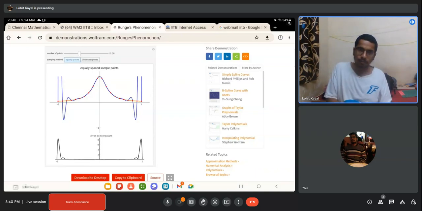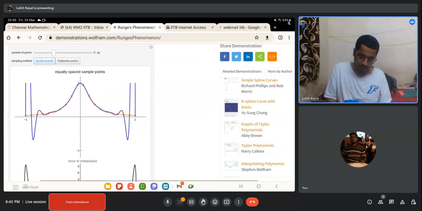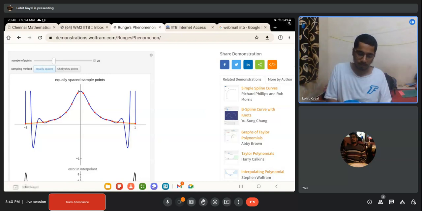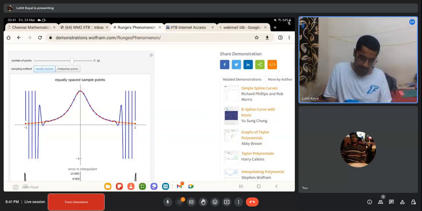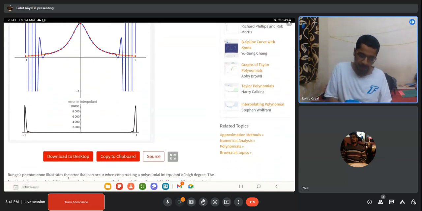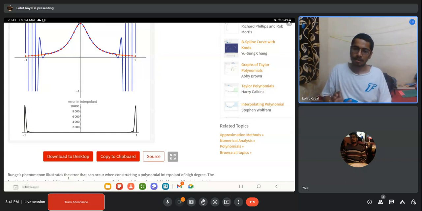Now the data points are 20. If I increase it further to 35, you can see that the error keeps increasing. Now the error is 10,000. So it is not always a good idea to abruptly increase the order of the polynomial. In this kind of situation, we need to use spline interpolation.